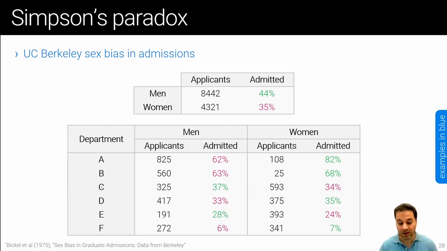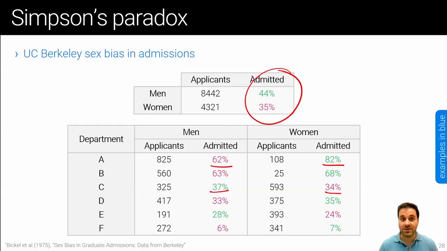If we look at the data by department, so we have different departments here from A to F, and we look at applications from one to the other, we see that in some cases, men were admitted more often, like in this case, 37% versus 34%. But there were other cases in which it was the other way around. So there were women in this case, 82% versus 62%. So on average, it looks like there is an issue. If we look by department, it doesn't look so much.